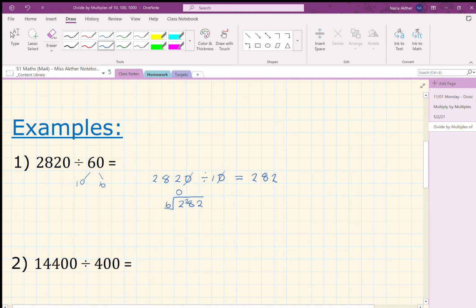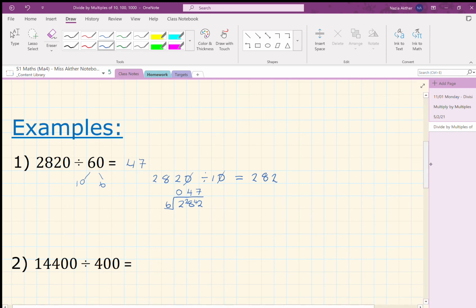Now, how many times does 6 go into 28? That is 4 times, because 6 times 4 gives us 24. And then we're left with remainder 4, which we carry over. So now we've got 42. And now we look at how many times 6 goes into 42. And that is 7, because 6 times 7 is 42. So then your final answer is 47. So 2,820 divided by 60 is 47.